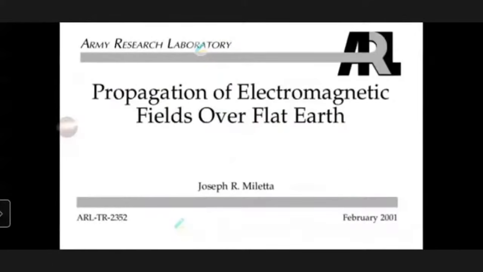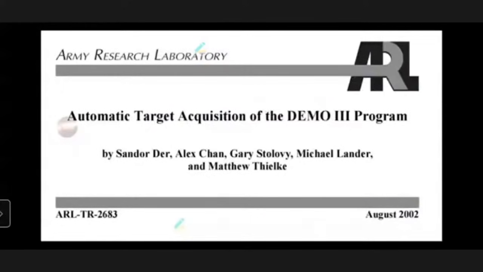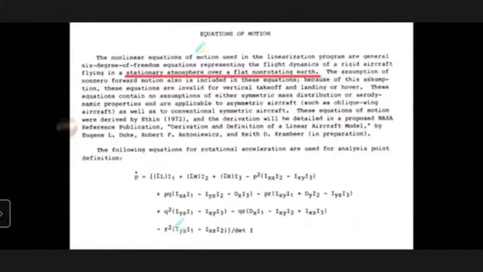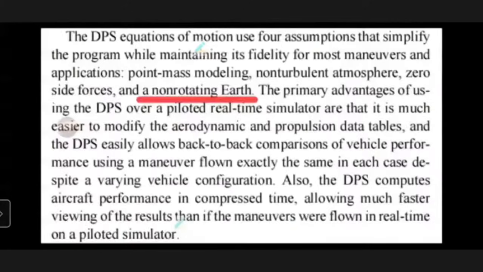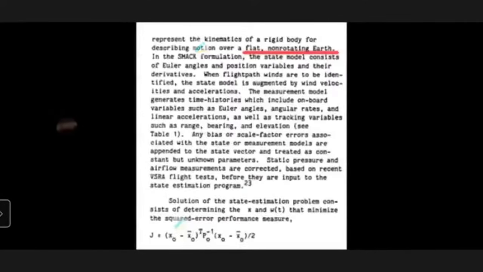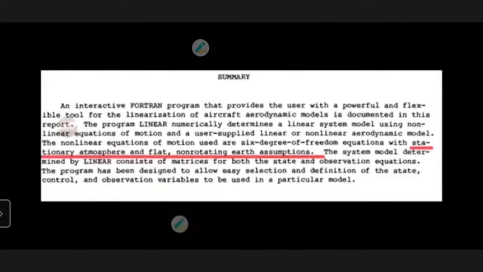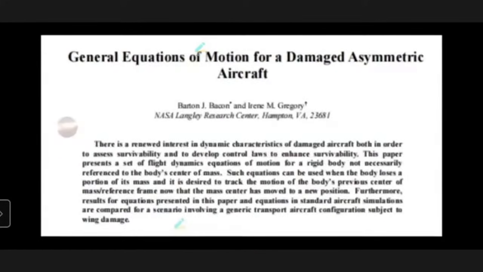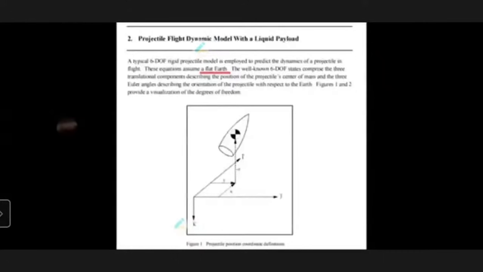Army Research Laboratory, flat Earth. Army Research Laboratory, propagation of electromagnetic fields over a flat Earth. Army Research Laboratory, a flat Earth approximation provides the best estimate. NASA Technical Paper, stationary atmosphere over a flat, non-rotating Earth. NASA Technical Memo, a non-rotating Earth. MIT Department of Aeronautics and Astronautics, flat Earth. NASA Memo, flat, non-rotating Earth. NASA Contractor Report, assumption based on the Earth is flat and non-rotating. NASA Technical Memo, flat, non-rotating Earth. NASA Technical Paper, stationary atmosphere and flat, non-rotating Earth assumptions. NASA Technical Note, flat, non-rotating Earth. NASA Langley Research Center, flat, non-rotating Earth. Army Research Laboratory, these equations assume a flat Earth.